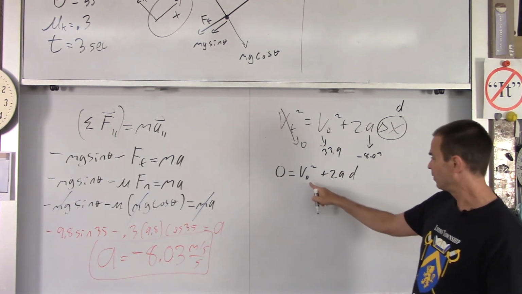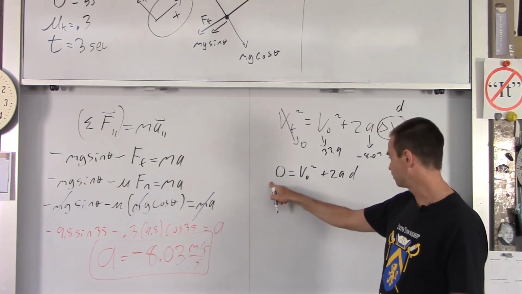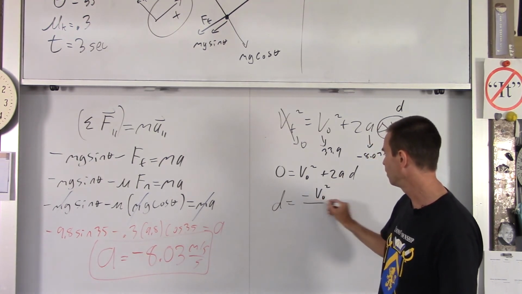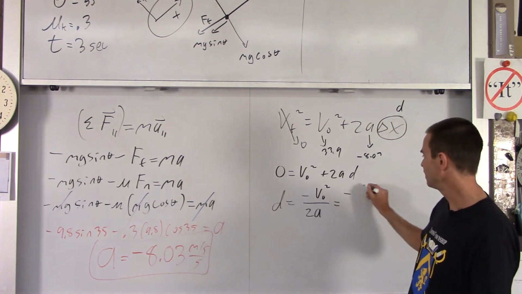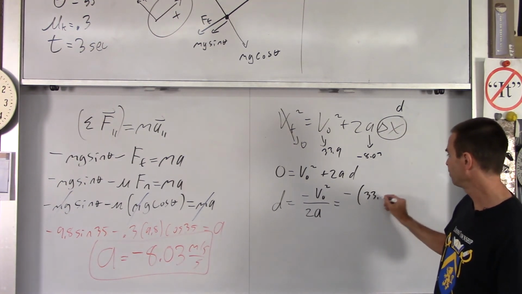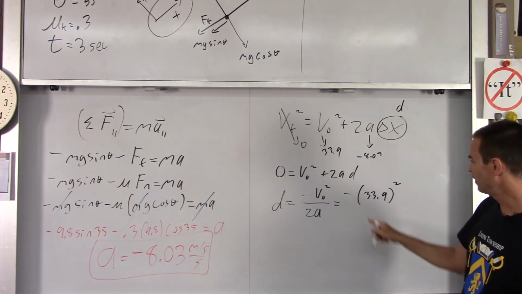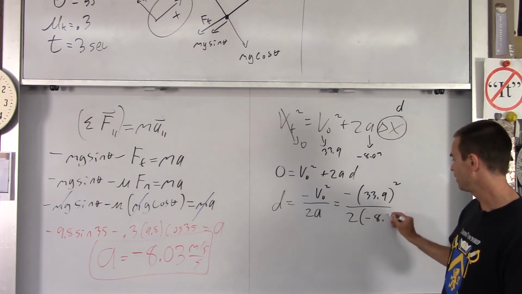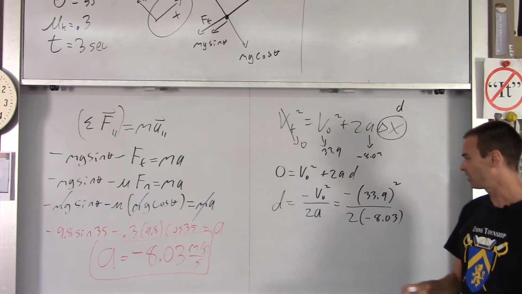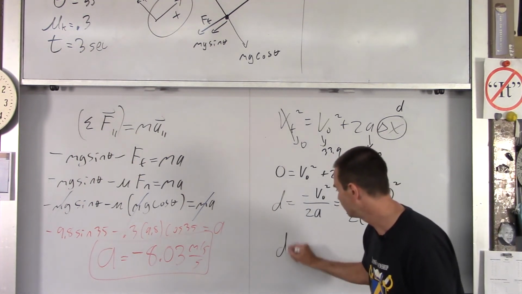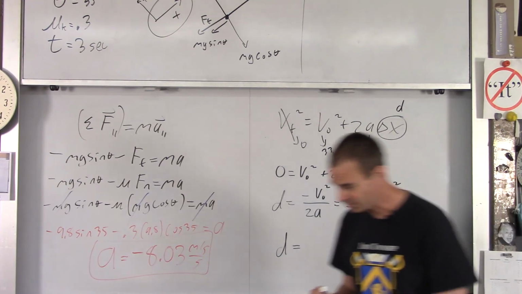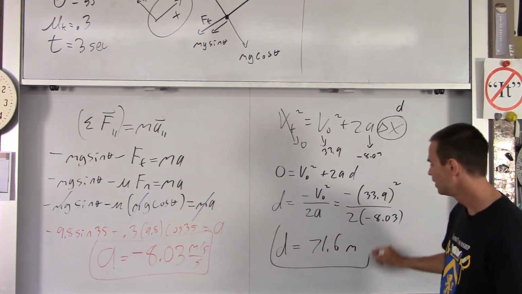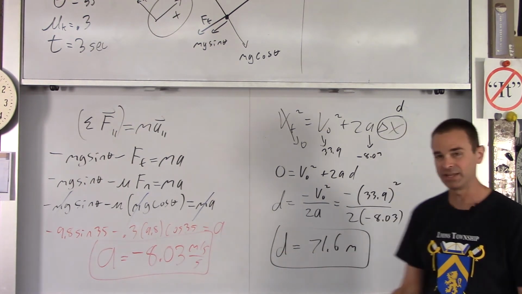If I solve this for d, okay, I move the V naught squared over here, it becomes negative V naught squared divided by 2a. So d will be negative V naught squared over 2a, which is negative of V naught, which is our 33.9 squared. Now, by the way, the negative sign is outside of that, so it's still a negative value, over 2, and then negative 8.03, that's our a. Notice you got a negative in the top and the bottom of the fraction. They cancel out, and when I plug those into my calculator, I got a distance of 71.6. So 71.6 meters. That's how far the sled coasts from the moment you let it go.